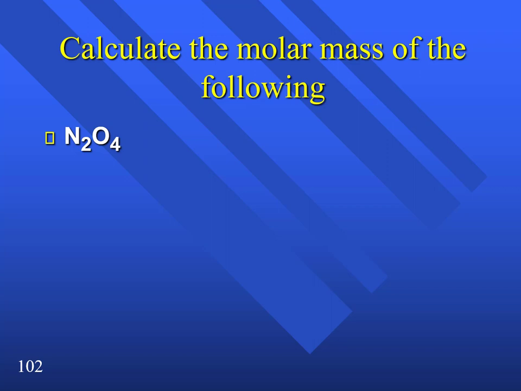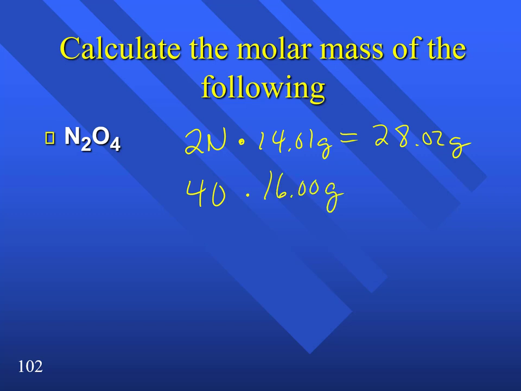So what do I have to worry about here? If I got N2O4, well, I've got 2 N's, 2 moles of N, and 4 moles of O. I look on the periodic table, and each N is 14.01 grams per mole. So that's 28.02 grams. Look up oxygen on the periodic table, it's 16.00 grams. That's 64.00 grams.